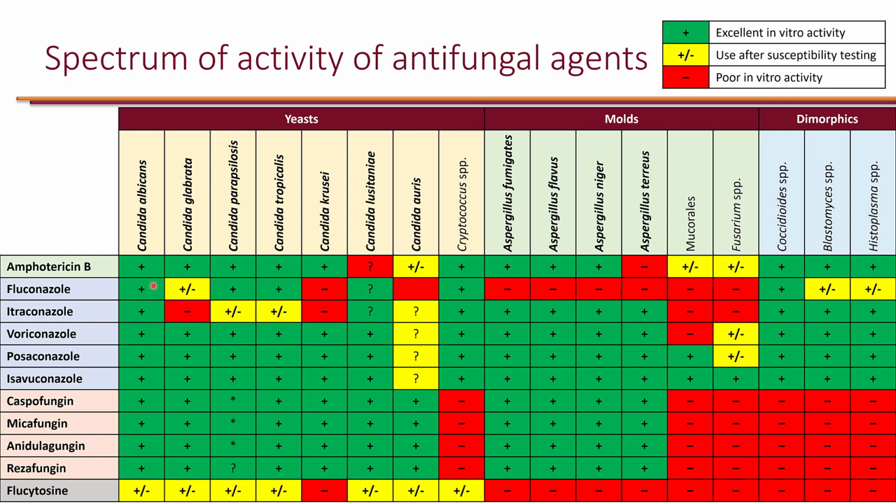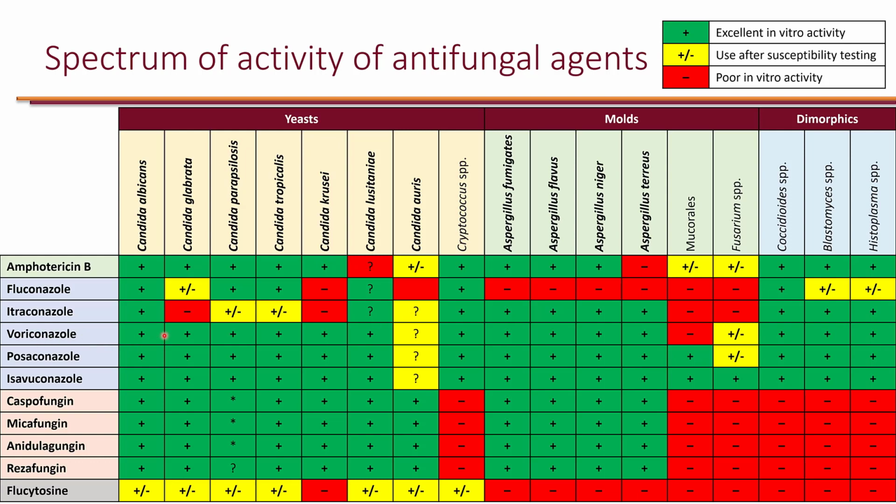Now, itraconazole has pretty much good activity against albicans, but is not active against glabrata, and has somewhat activity against parapsilosis and tropicalis, but susceptibility is needed. Also not active against krusei, and of course for Candida auris, you just need susceptibility results.